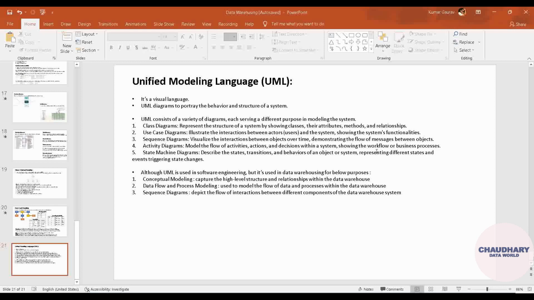Today I am here with a new concept in data modeling, that is unified modeling language. Apart from this technique, we were having several other techniques as well. So we will first cover those, what all techniques there are in data modeling, and then where this unified modeling language stands.